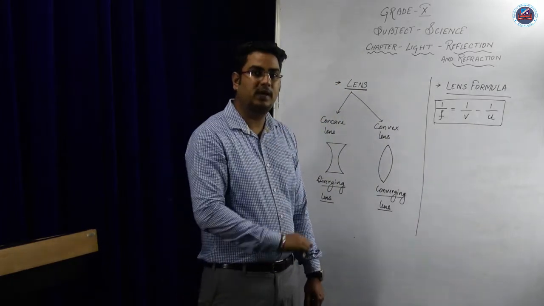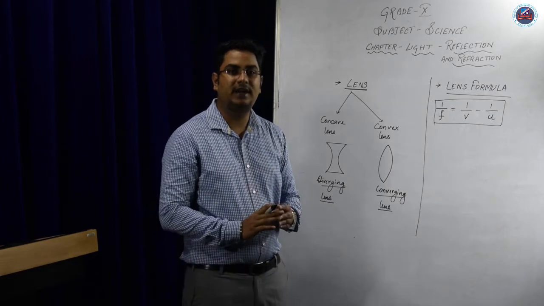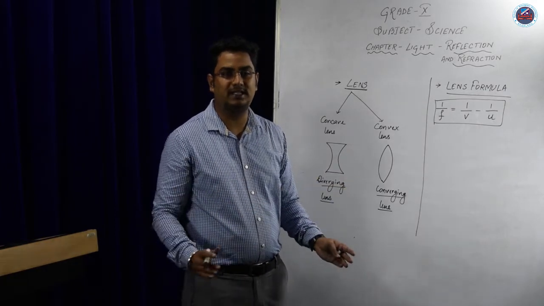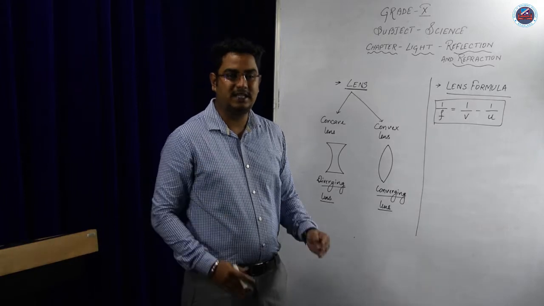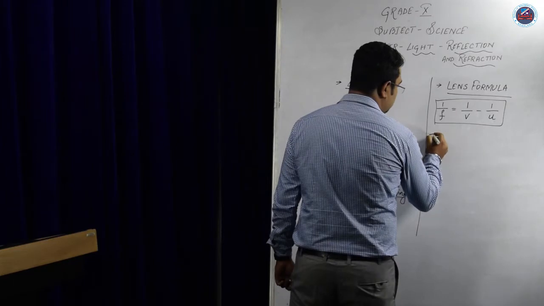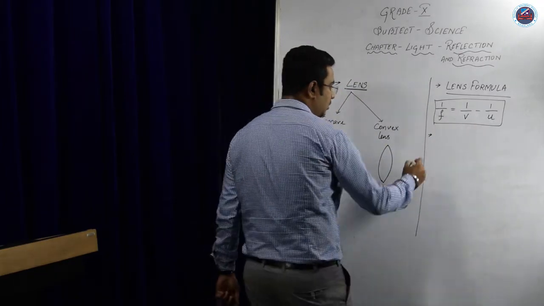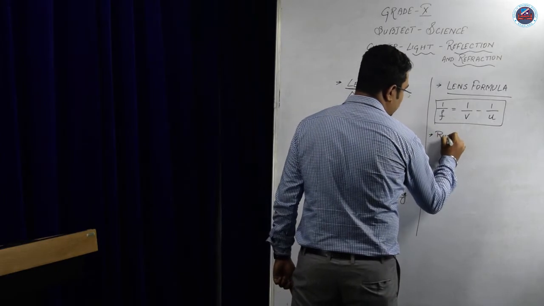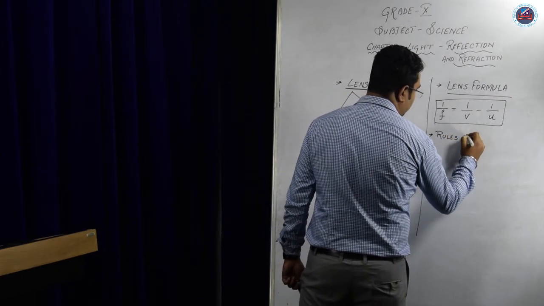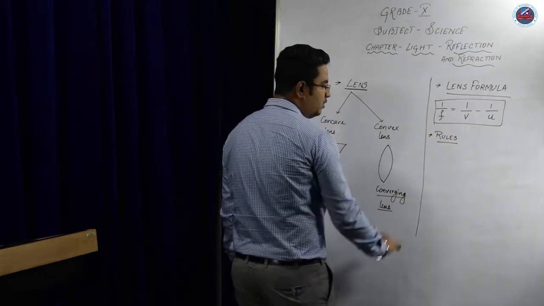Now like the mirror formula, in the topic of mirrors we discussed the rules, that is the Cartesian sign convention. Here also there will be rules, but they will be different from the rules of the mirror. These rules will help you to solve the numericals. So please focus on this table.